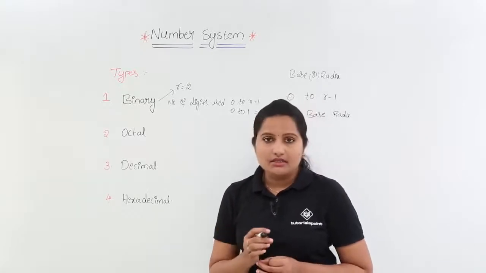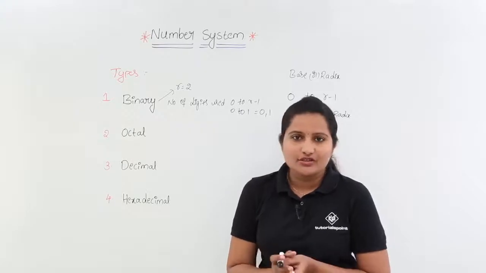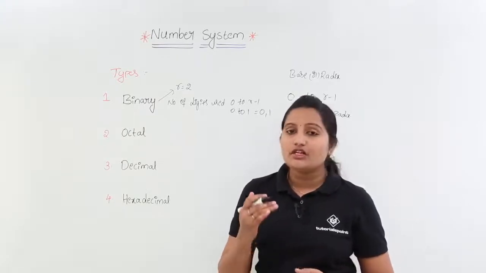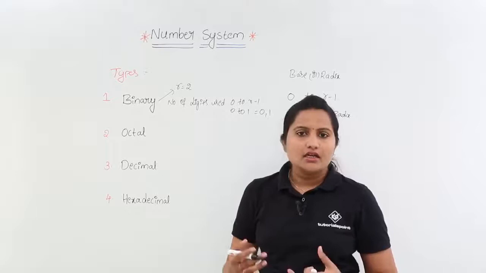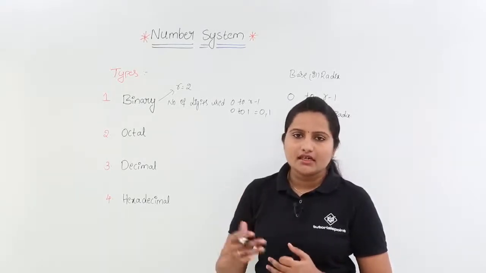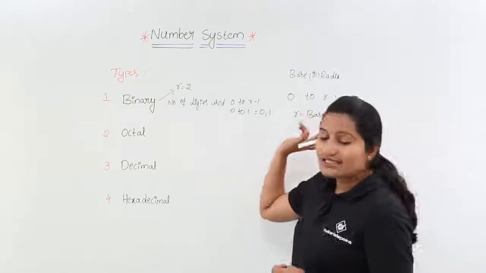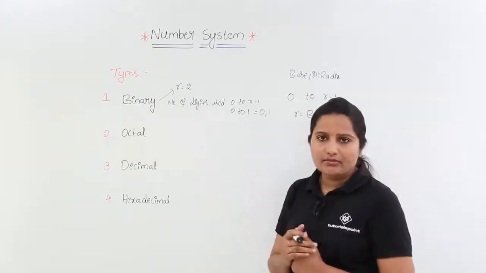This is the reason why we have only 0 and 1 in the binary number system. This is a very important interview question in many technical interviews: why do we have only 0 and 1 in the binary number system? Why do we not have any other numbers in binary? This is based on the base or radix of that particular number system.